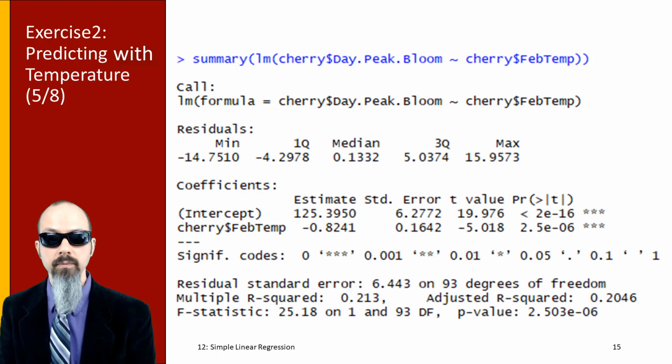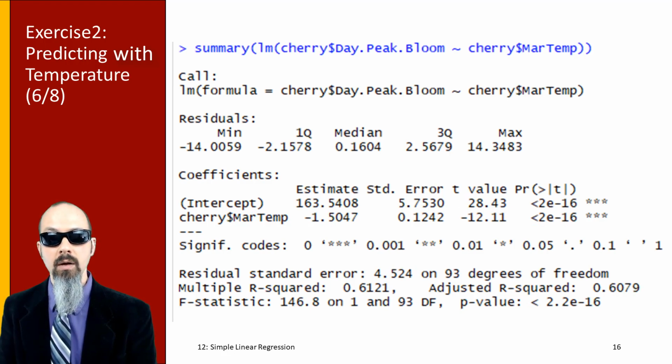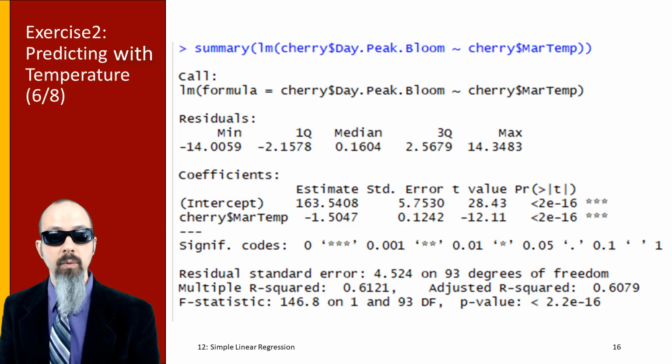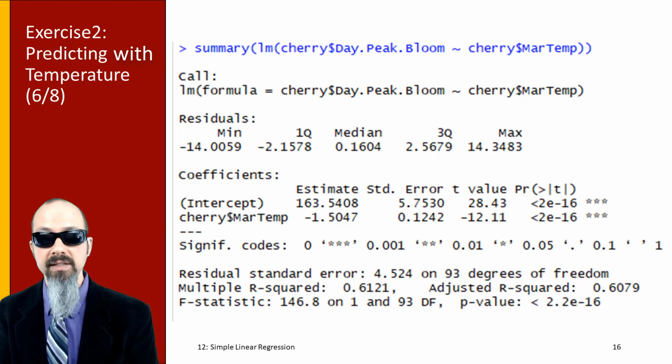value down below. Let's go ahead and look at how March temperatures change. So we had February temperatures before. Now we're going to look at March temperatures. March tends to be a warmer month. Right now it's April, and we're hitting peak bloom in early April here in DC.